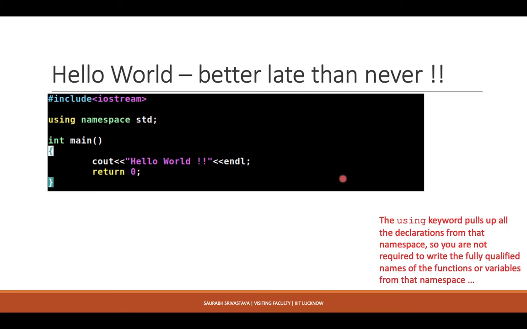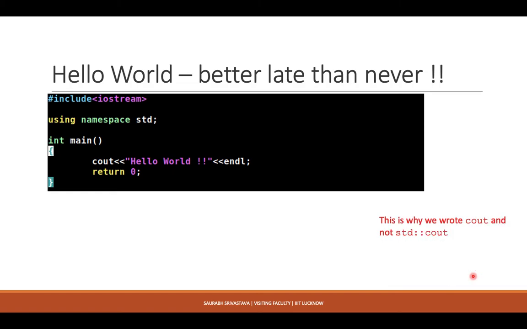So basically, the using keyword pulls up all the declarations from that namespace, so you are not required to write the fully qualified names using the scope resolution operator. And this is why we wrote cout and not std::cout. If we don't put this line, we'll have to write std::cout.